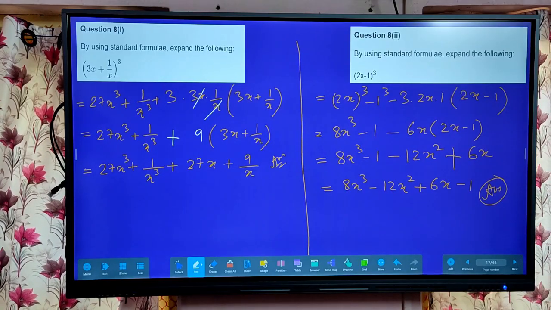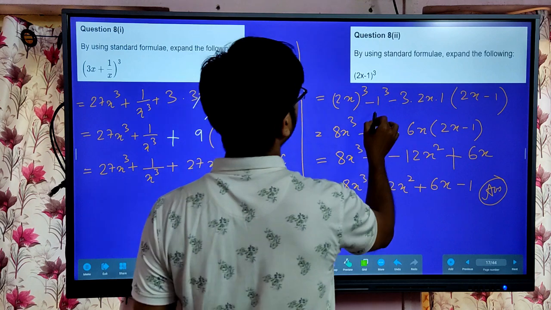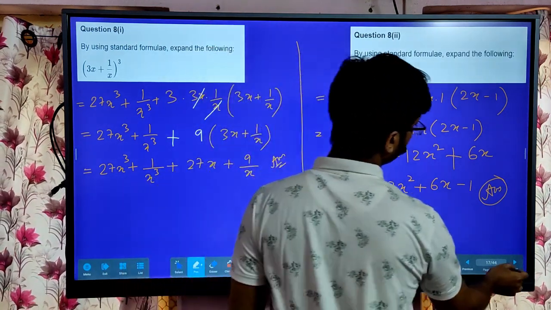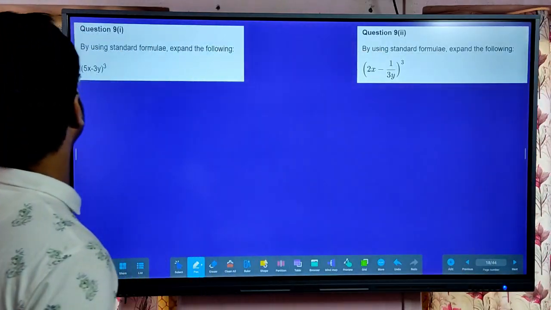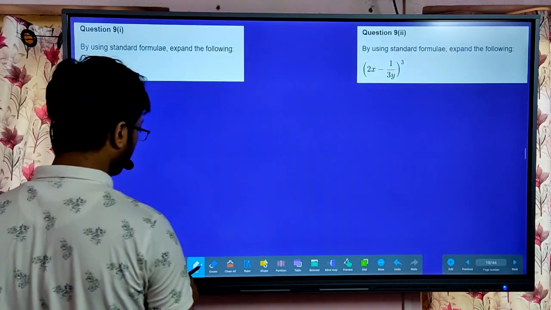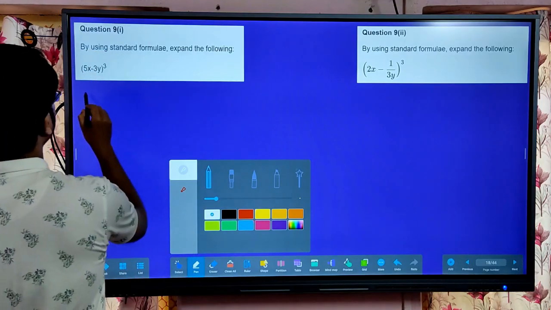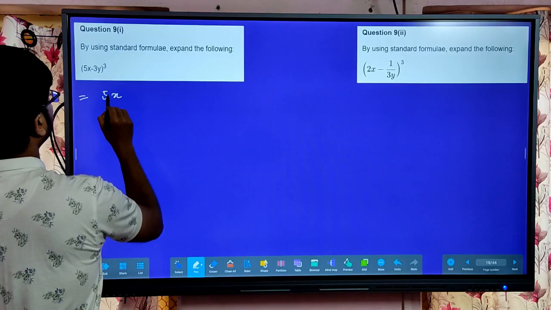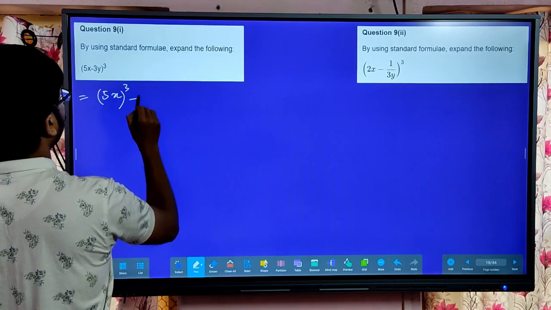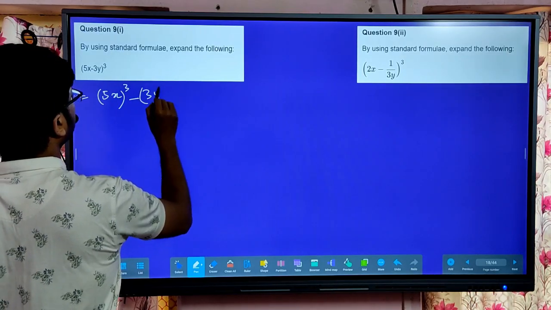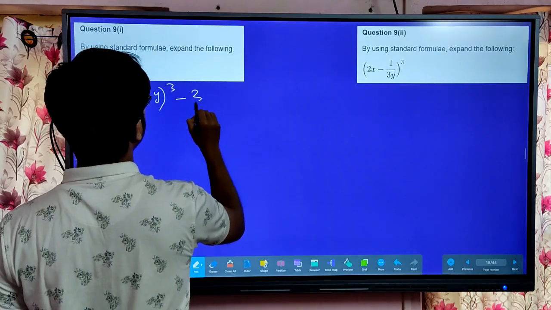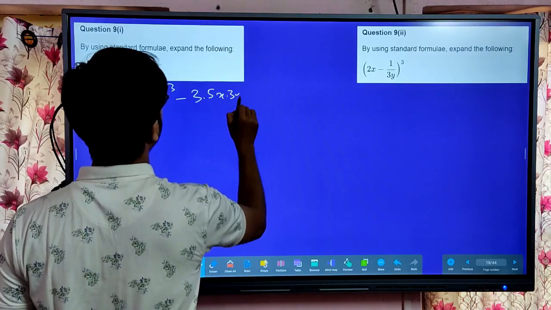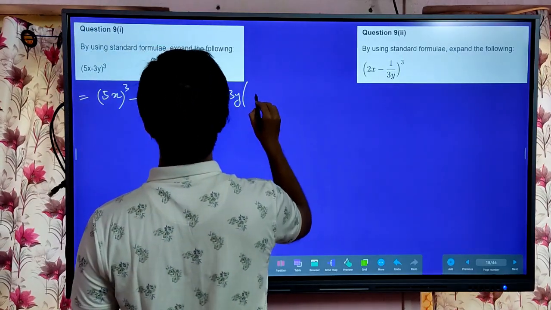Pause the video, write it down. 1 cube is 1. So let's move on to the next question. Again, a minus b whole cube. So it will be 5x cube minus b cube minus 3ab, 3 into 5x into 3y into a minus b, 5x minus 3y.